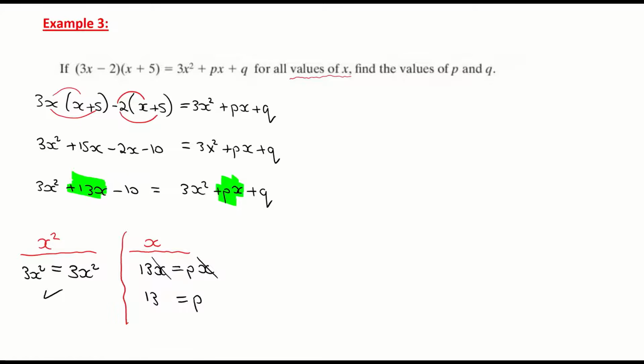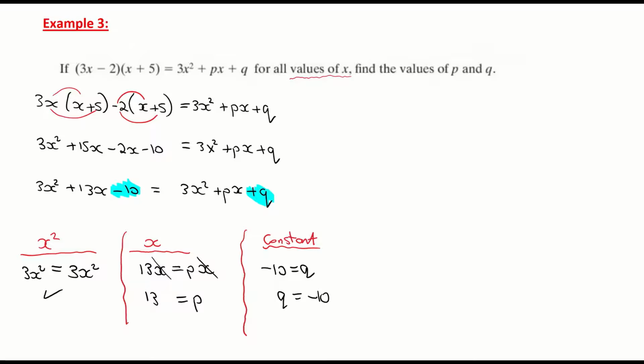And now I'm going to come to my constant, the number on its own, which is my q. So I'm just going to write constant here. A constant is a number that doesn't have an x. And I'm going to pair up the minus 10 with the q. So that's telling me that q is equal to minus 10, isn't it? So minus 10 is equal to positive q. So therefore minus 10 is equal to q. Or you can rearrange them. q is equal to minus 10, whichever way you want to write it. So that's example 3, getting a little bit more in depth with our algebraic identities.